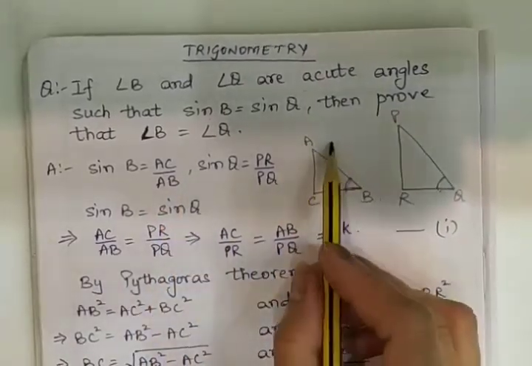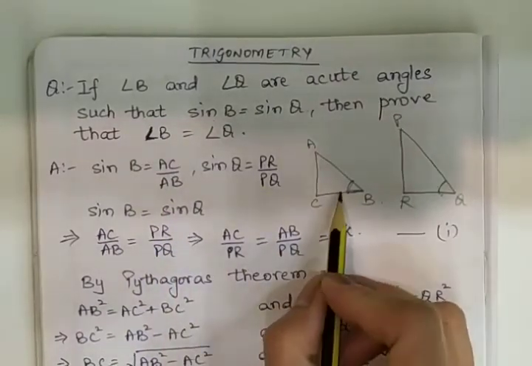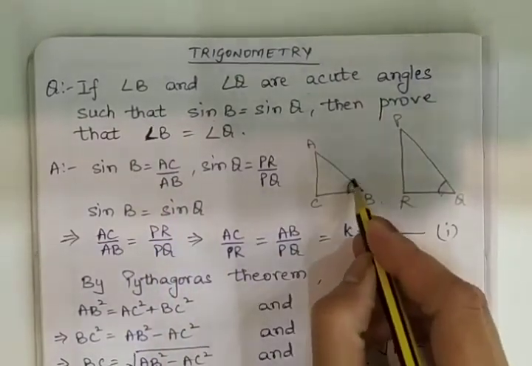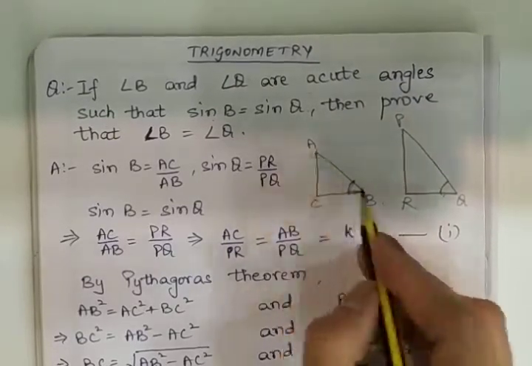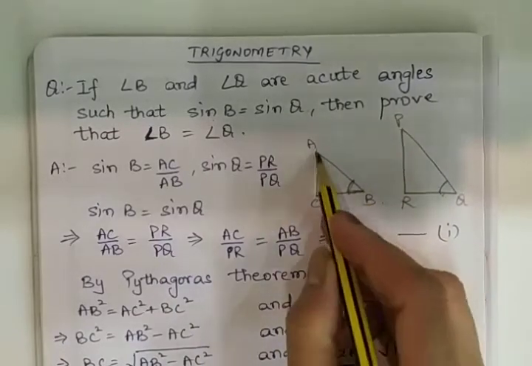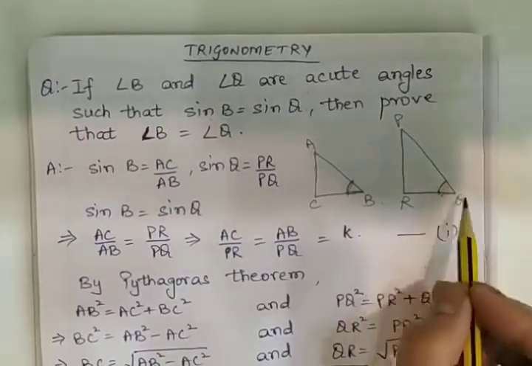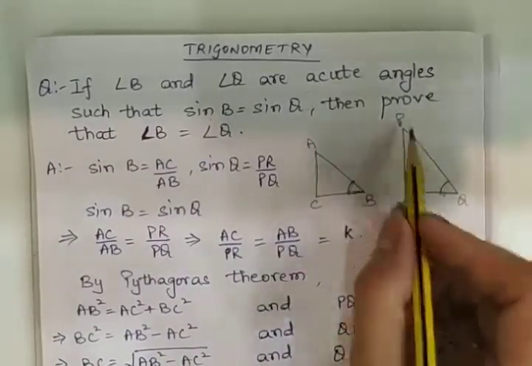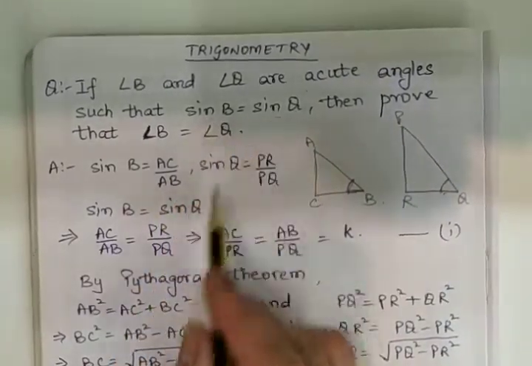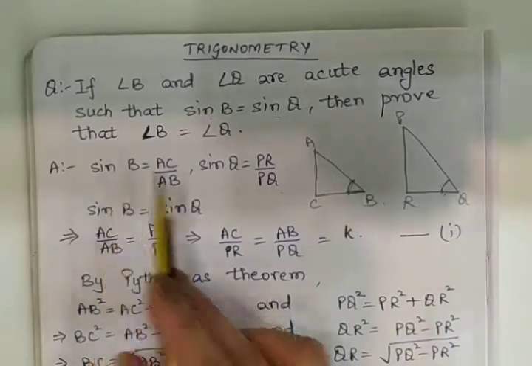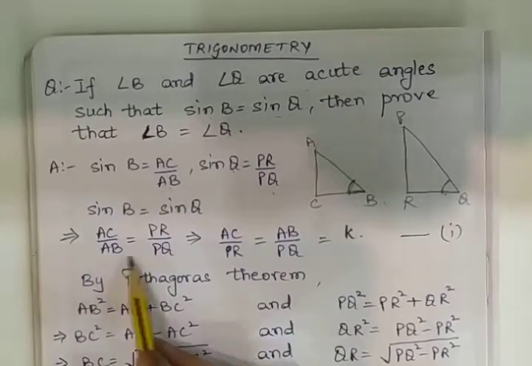According to this triangle, what is sin B? What is the formula for sin? It is perpendicular upon hypotenuse. So when we are considering this angle, this side will be the perpendicular and obviously AB will be the hypotenuse. So AC upon AB is sin B. Similarly, in the other triangle, sin Q will become PR upon PQ. Now in the question they have given sin B is equal to sin Q. So I have written here, if sin B is equal to sin Q, then AC upon AB will be equal to PR upon PQ.